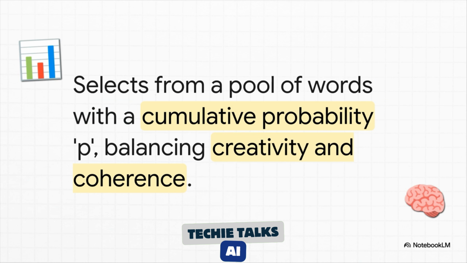Top P sampling is a little more dynamic, a little more clever. Instead of a fixed number of choices, it creates a pool of the top words whose combined probability adds up to a certain percentage, like 90%. This pool can be big or small depending on the situation, which gives you this really nice, flexible balance between being creative and staying coherent.